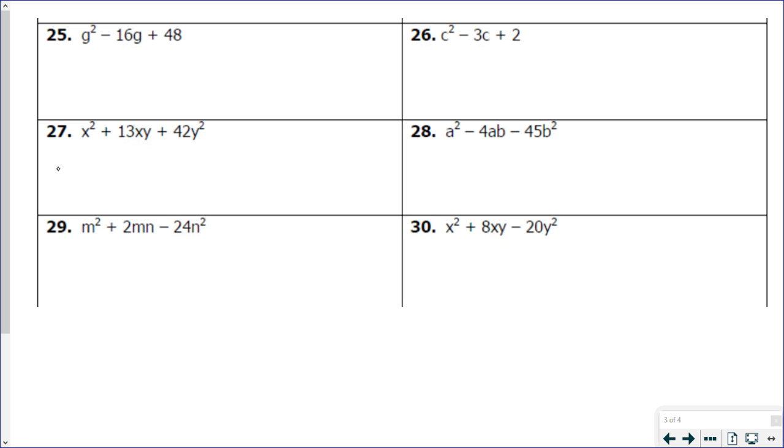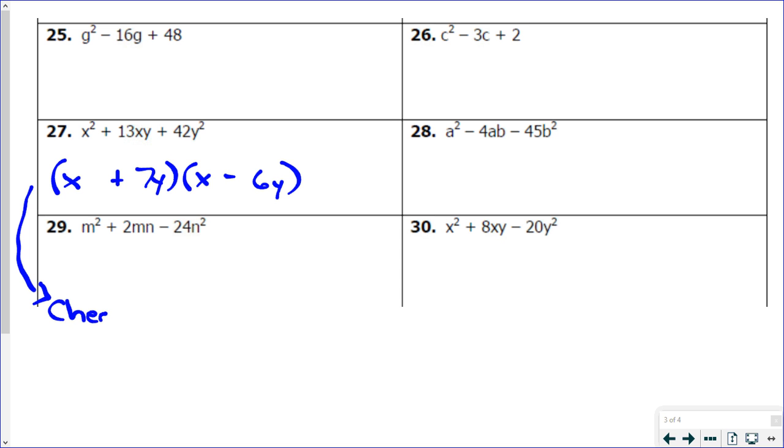So what your factors are going to be is 7y and 6y, and these are both positive, so this is going to be plus. A lot of times my students say, well, if you add 7y and 6y, you don't get 13xy, and that is true. But if I was to check this, let me come down here and check this just to show you how this works out so that you'll be convinced that it works.